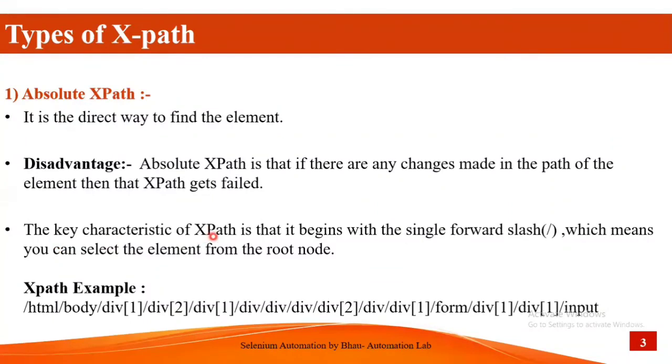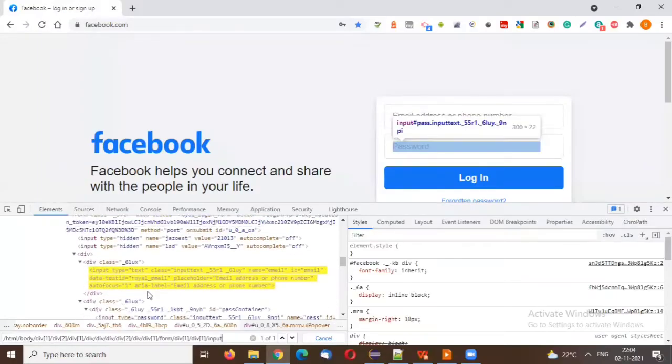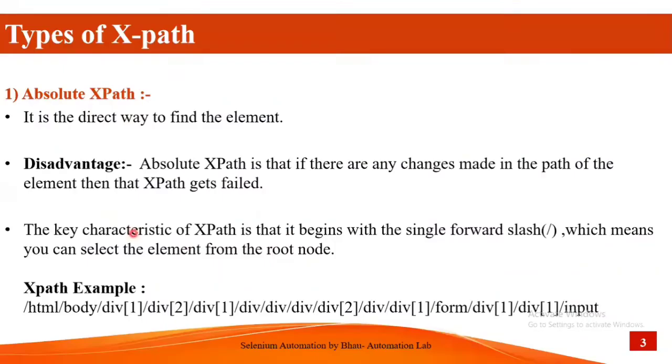The key characteristic of this XPath is that it begins with a single forward slash, which means you select the element from the root node. So this is the big disadvantage. If any element gets changed, this XPath will not work in your script. So guys, try to avoid this type of XPath. So this is the absolute XPath. Okay, a question in interviews: what is the difference between absolute XPath and relative XPath?